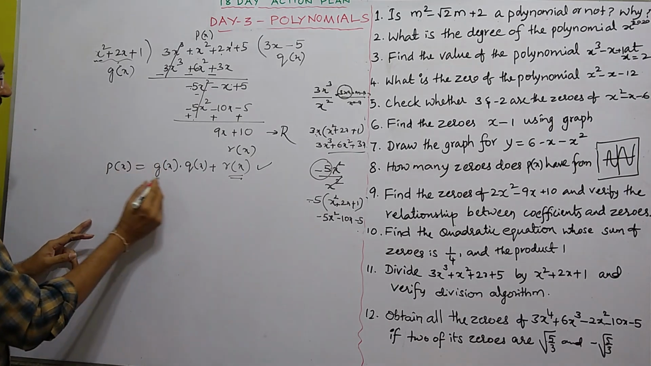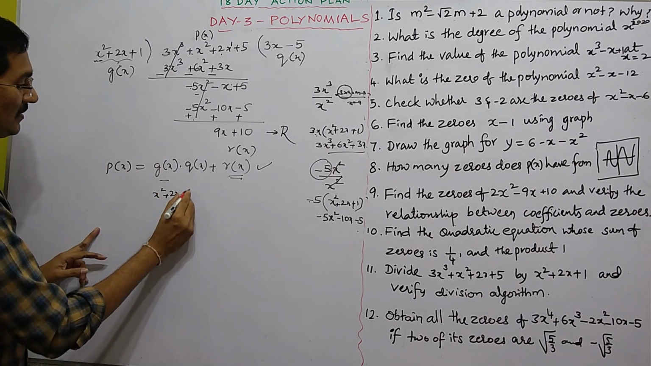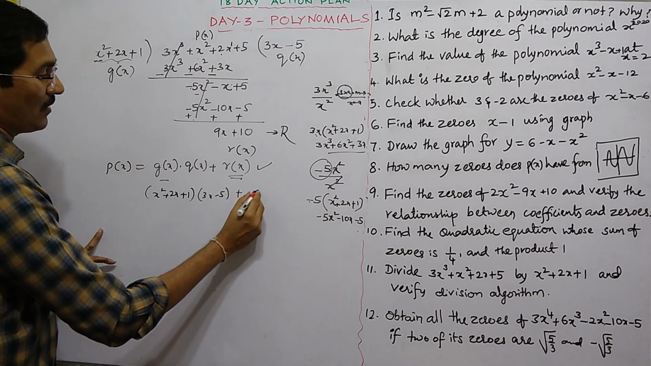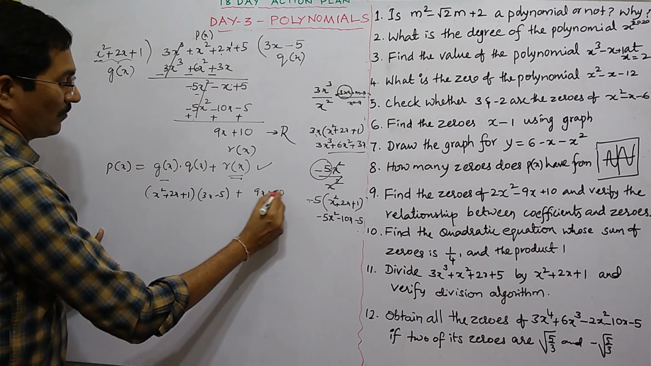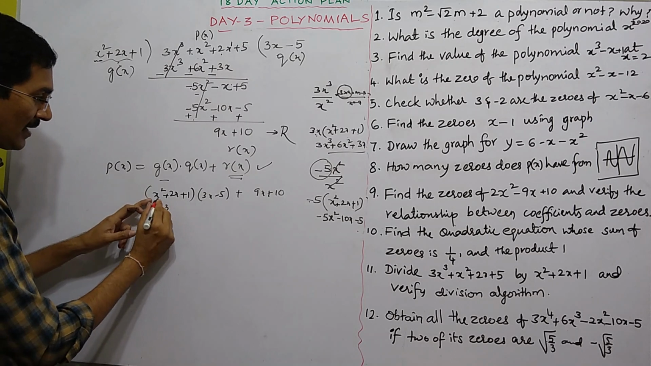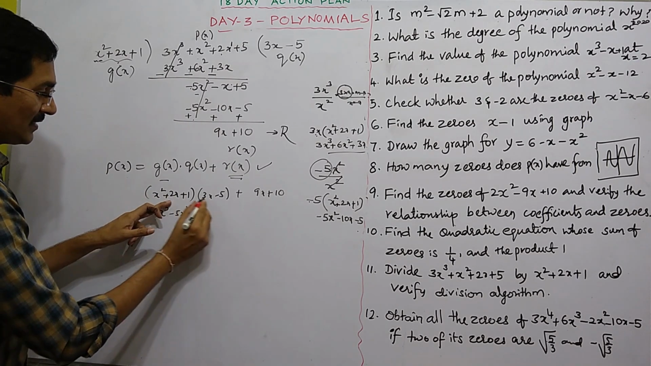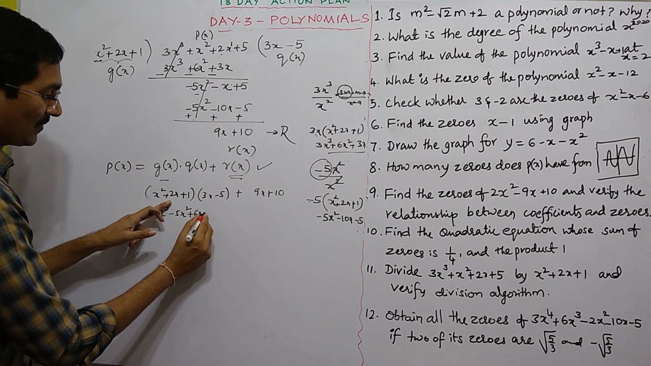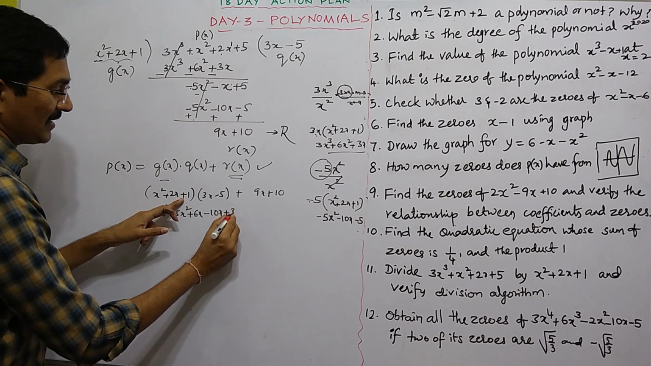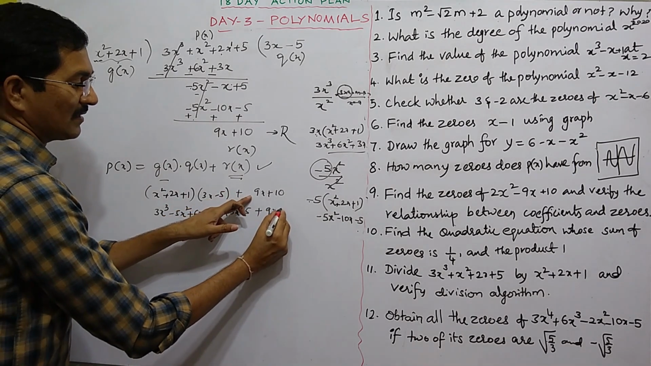You can multiply it. For example, g of x is x square plus 2x plus 1, into q of x, which is 3x minus 5, plus r of x, which is 9x plus 10. So x square into 3x is 3x cube. x square into minus 5 is minus 5x square. 2x into 3x is plus 6x square. 2x into minus 5 is minus 10x, plus 3x minus 5 plus 9x plus 10.